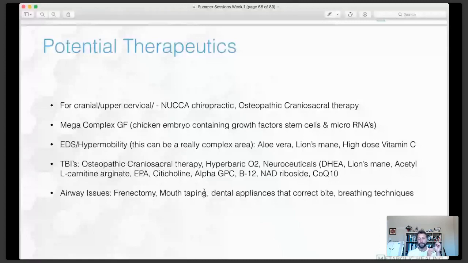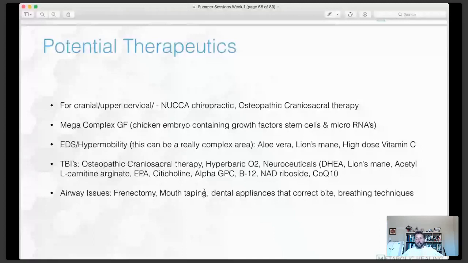There's a chicken embryo supplement that I've been using, derived from Europe, that contains a number of growth factors and microRNAs, and it's showing to be very, very valuable. It's called Mega Complex GF, and we use this with our clients. I get it from the distributor directly, and so far, I'm beyond impressed by what I'm seeing. I can spend a lot of time talking about it, but know for now that I'm really looking at this when there's structural and connective tissue problems.